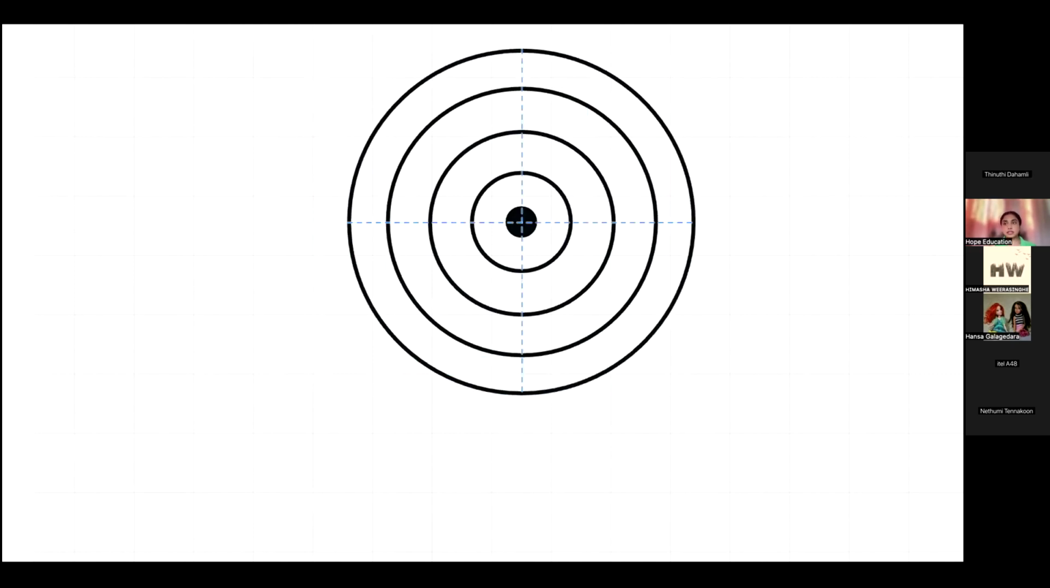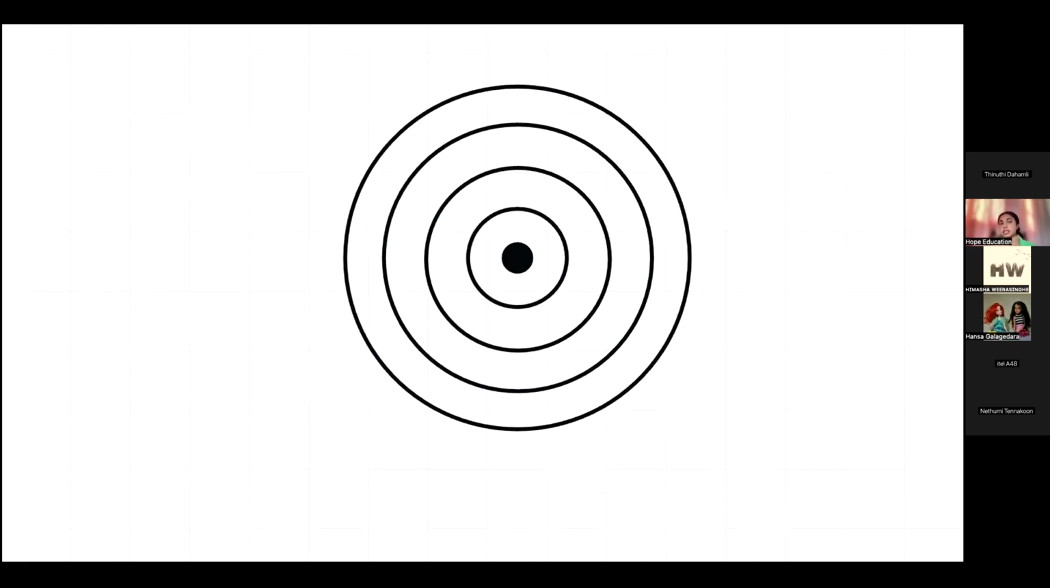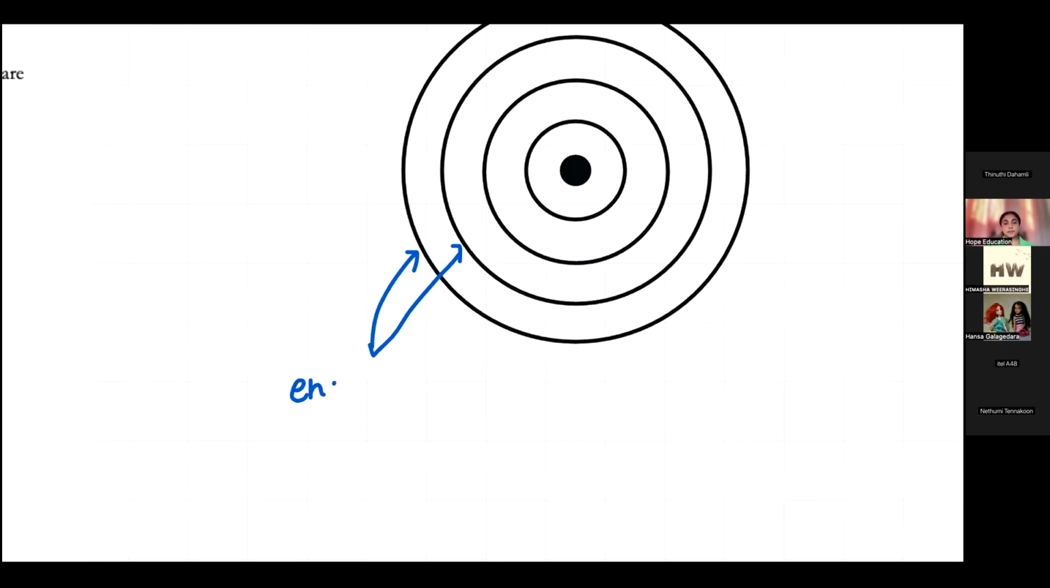So at the center there is the nucleus and then there are orbits, as Niels Bohr said. Around these orbits only, electrons move. Okay. So these definite paths, in the solar system we call them orbits, but in the atom we call them energy levels, or shells.